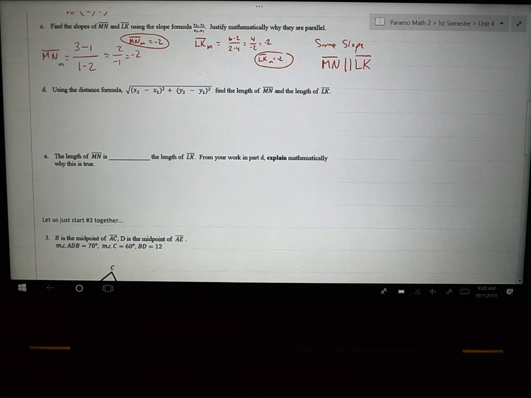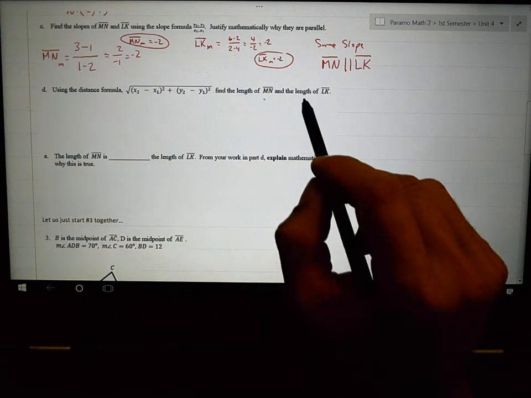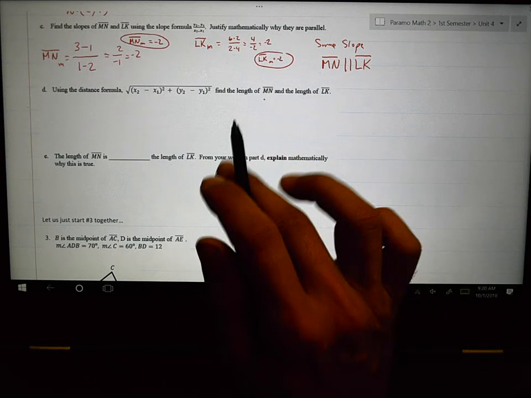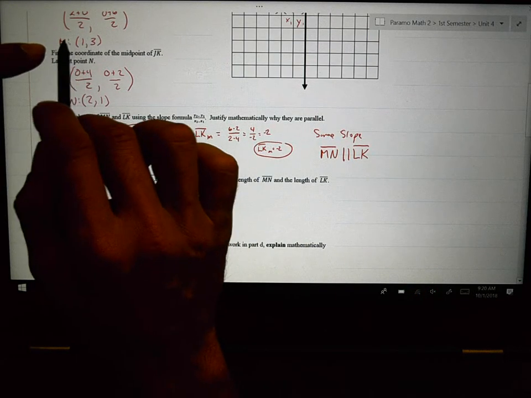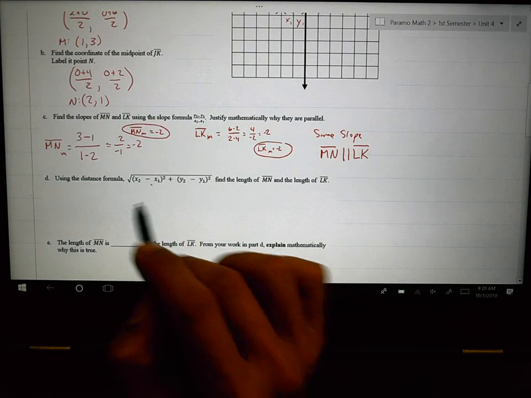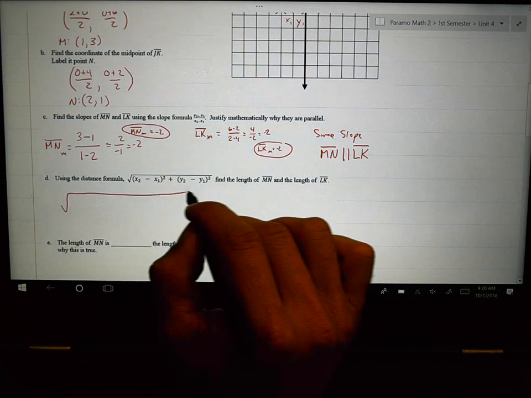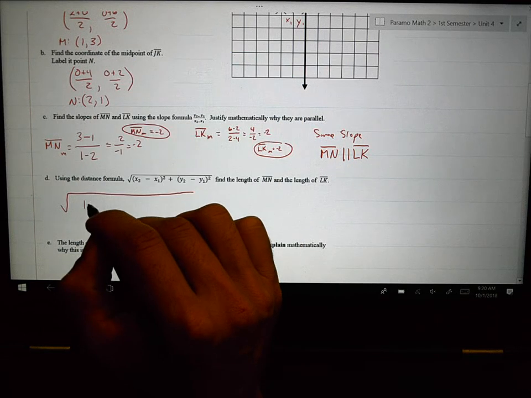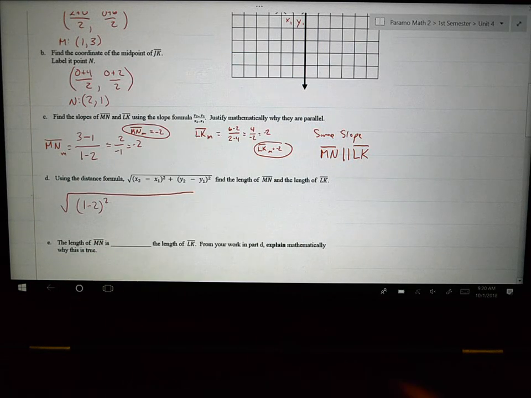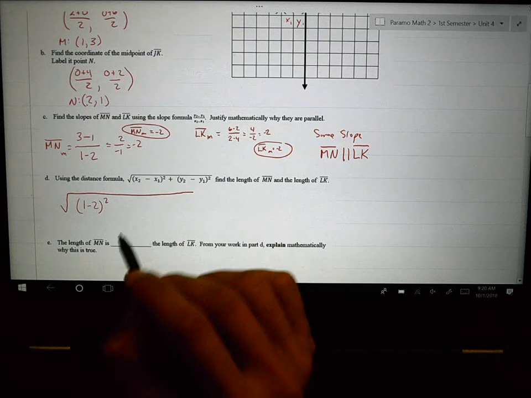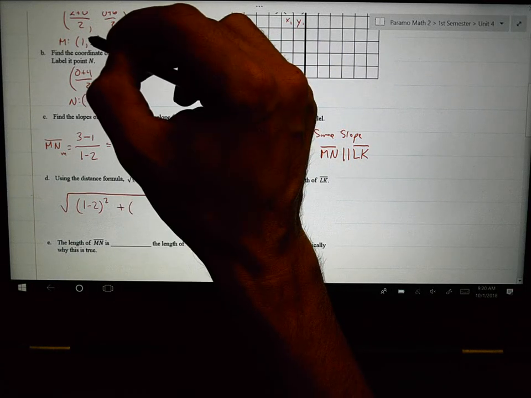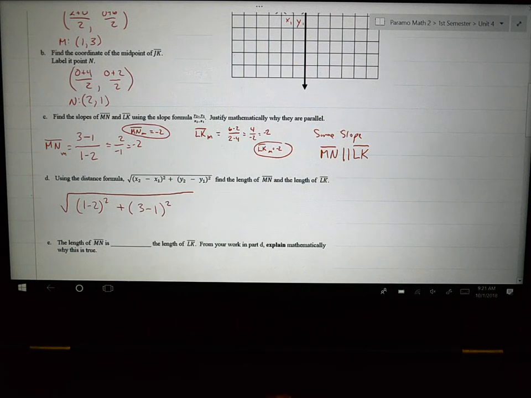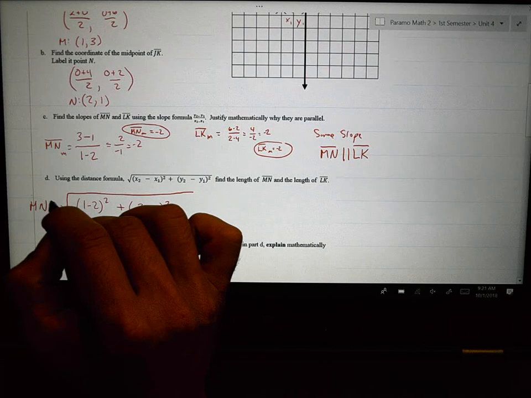Part D. Using the distance formula, find the length of MN and the length of LK. So I have to know what the distance of MN is. Where are my points? Here's M, here's N. I need to subtract the x's. So I'm going to make this formula, and it's going to be kind of big. I'm going to take M and subtract them. I'm going to do 1 minus 2 in parentheses squared. 1 take away 2 squared. And then I'm going to add the y's subtracted by each other, 3 minus 1 squared. And this is MN, equals the length of MN.